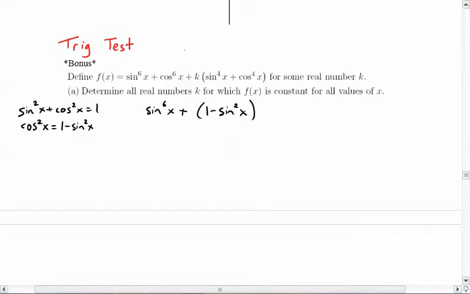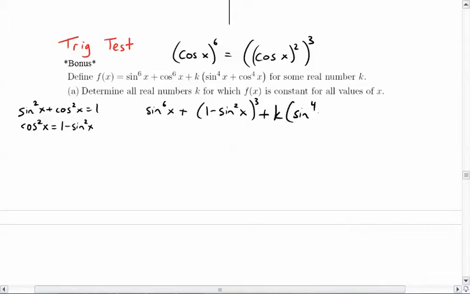So if I want to get cos to the power of 6, then that's going to be the same as cosine squared to the power of 3. Right now this is cosine squared, so I need a power of 3 to make it the power of 6 altogether. So now I have plus k times sine to the power of 4x plus, and I'll do 1 minus sine squared, so that's cos squared, and I have to square it to make it cos to the power of 4.